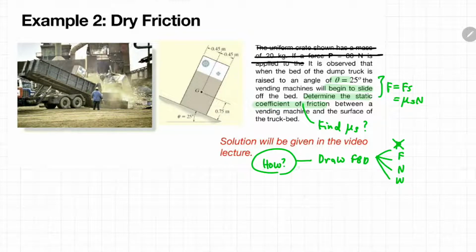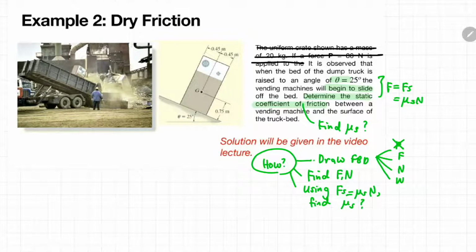Once we have appropriately defined the free body diagram, then we can find the magnitude of the friction force and also the normal force based on the equation of equilibrium. Okay, and then finally, using the magnitude of friction limit to be mu n, we need to find what is the magnitude of mu. Okay, let's begin.